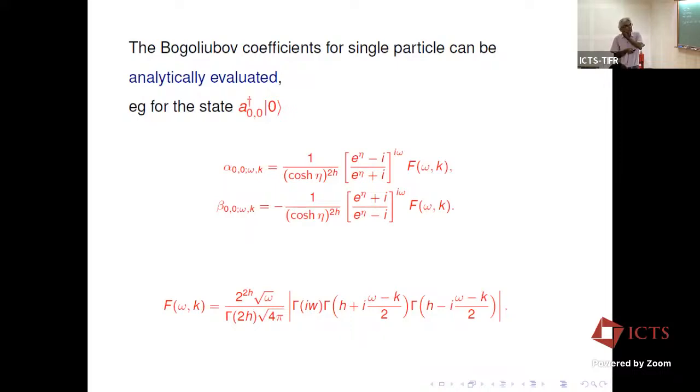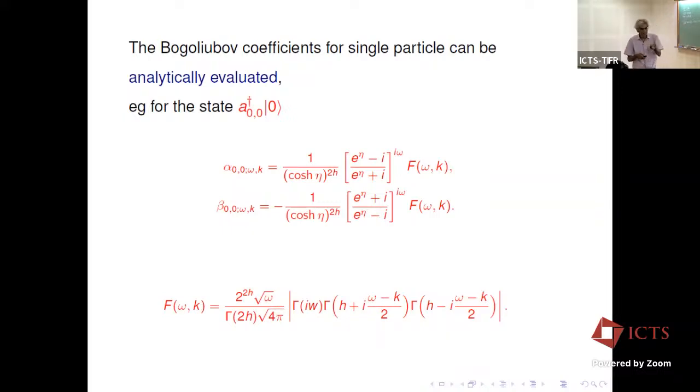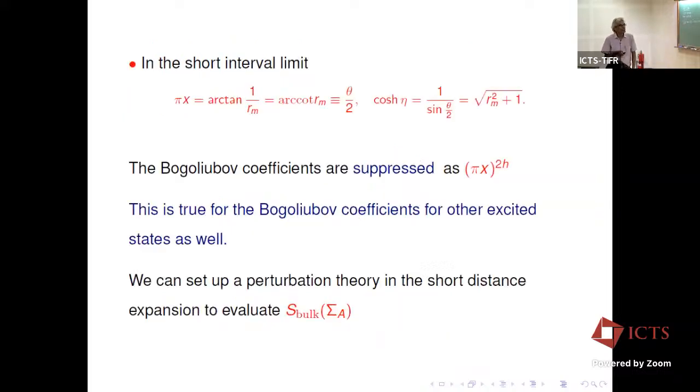These coefficients relate the 0,0 state to an omega k Rindler state, A dagger omega k. And you see that cosh eta, which controls the interval distance, counts there. Cosh eta is basically here. If you translate it, cosh eta is like pi x. So the Bogoliubov coefficient is suppressed as pi x to the power h. Pi x is that circumference length. We have computed other Bogoliubov coefficients, and we have shown that this is true for excited states as well. And in fact, there is a pattern for this Bogoliubov coefficient.